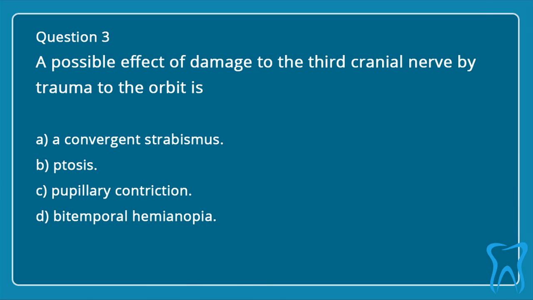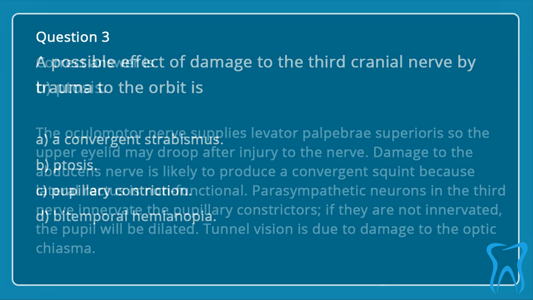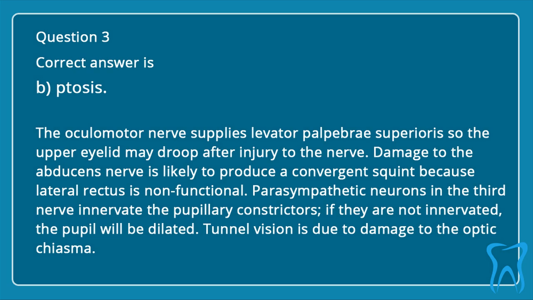Question 3. A possible effect of damage to the third cranial nerve by trauma to the orbit is: a. Convergent strabismus, b. Ptosis, c. Pupillary constriction, d. Bitemporal hemianopia. Correct answer is b. Ptosis.